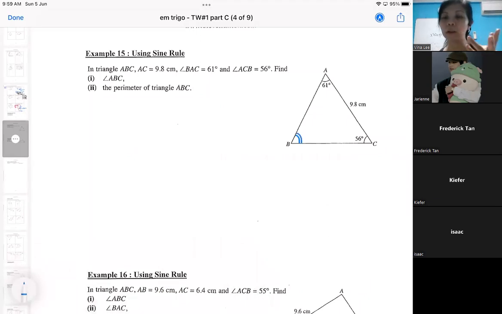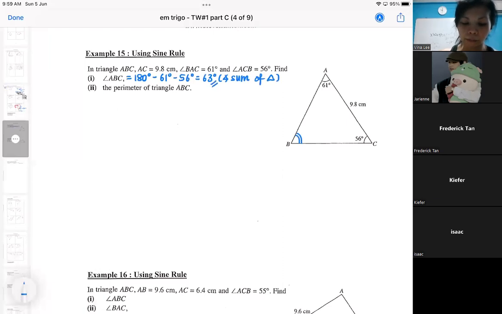If two angles are found already, the third angle can be found easily by the angle sum of triangle. Some people might forget angle sum of triangle. I think last week, Kiefer was doing area of triangle, and then you kind of forgot that you actually can do angle sum of triangle. So this is a bit like a mind block. During the exam, if you keep thinking about sine rule, cosine rule, you can forget the simplest angle sum of triangle.